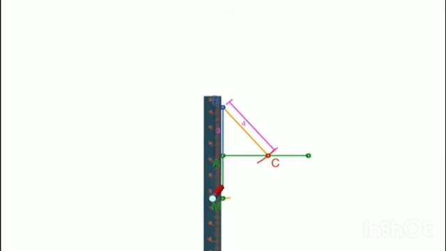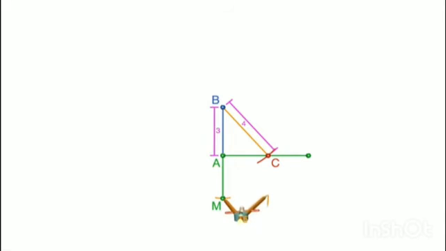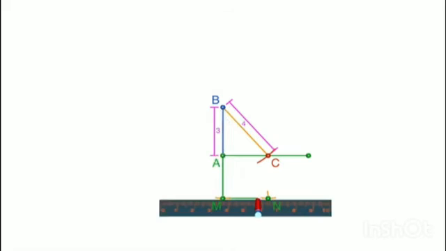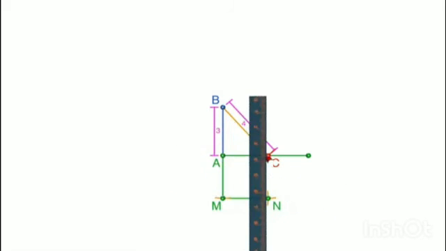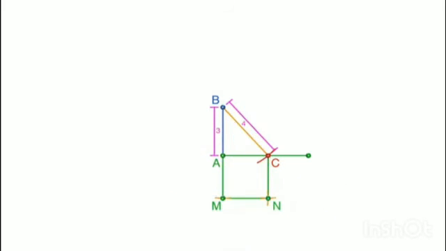Now join AM. Now take AC in the compass and draw an arc from M and again draw an arc from C. The point of intersection is the fourth vertex of the square. Let it be N. Join MN and join CN. The length of AC is root 7 centimeters and it is one side of the square. Therefore, the area of this square is 7 square centimeters.